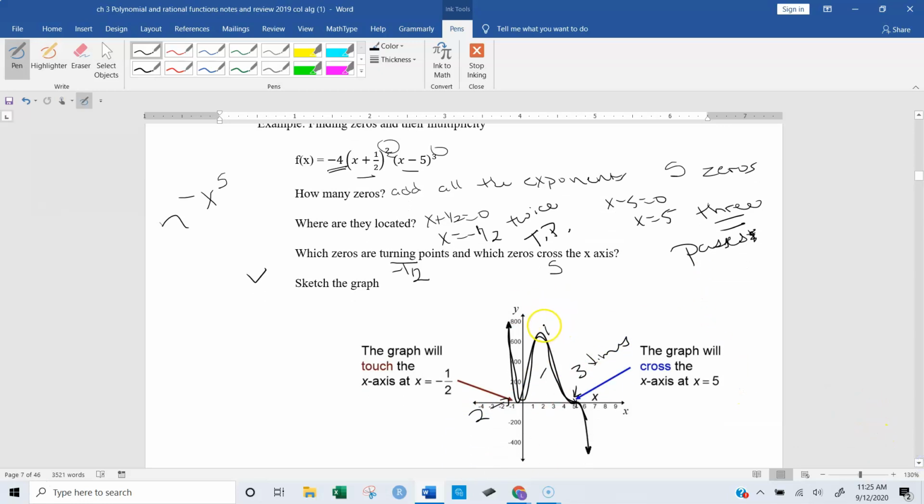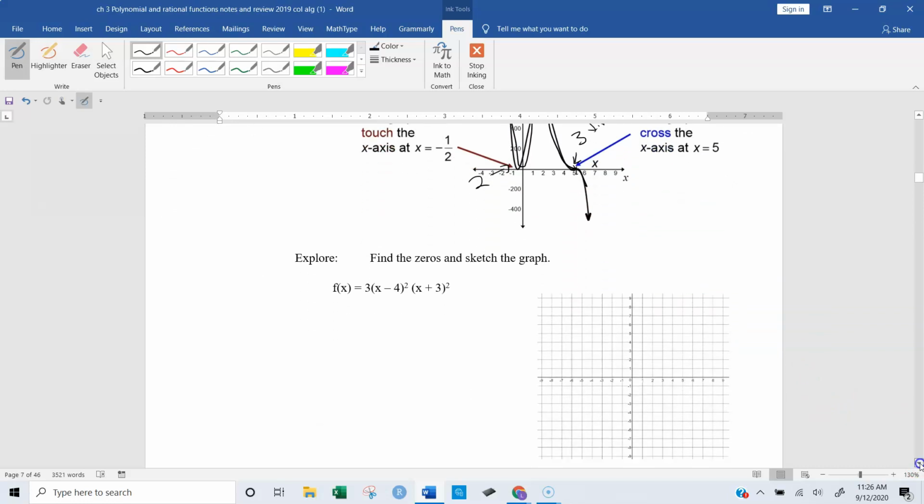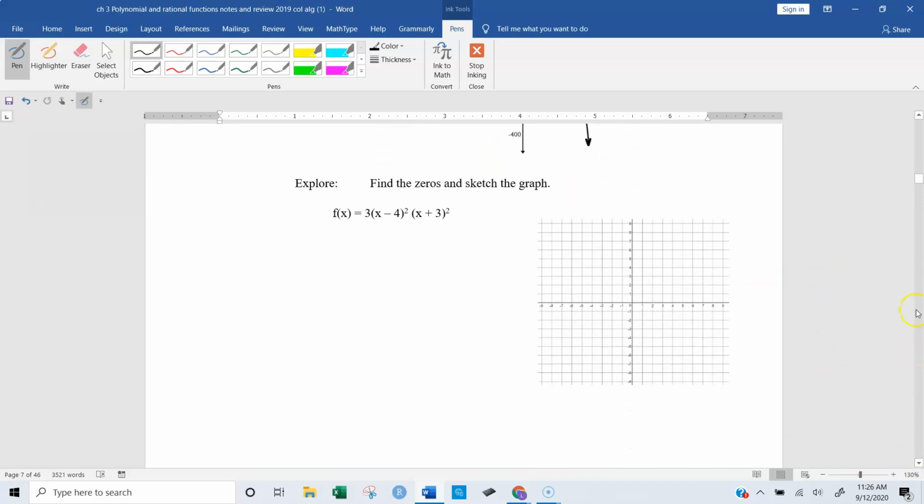You don't know these points right here yet. I used decimals to graph this to kind of cheat, so that should help you out. Okay, pause and try yours.